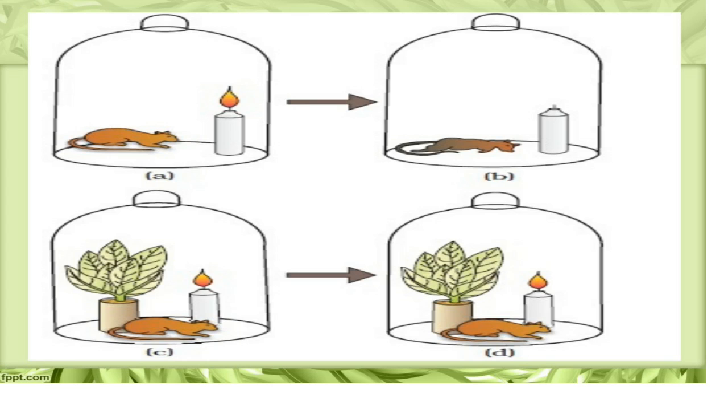In picture A, a burning candle inside the bell jar. Soon after, the mouse dies. In the third, a plant was kept and then the mouse remained alive. That is due to consumption of carbon dioxide by the plant and release of oxygen. The mouse remained alive.